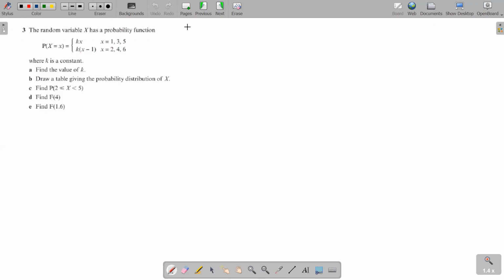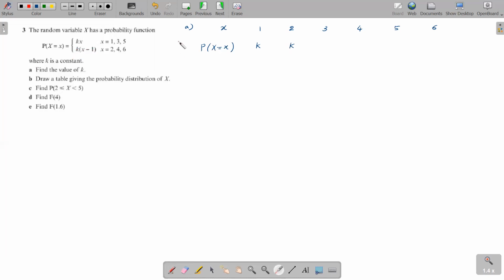I will draw a quick table for x values 1, 2, 3, 4, 5, and 6, and probability of capital X. The probability values, of course, depend on the x value, right? Here the probability is kx and k times x minus 1, so the probability depends on x. When x is 1, it's k into 1. That's k. When x is 2, you have to go with the second line. So when x is 2, it's k times 2 minus 1. 2 minus 1 is 1, so it's again 1k.